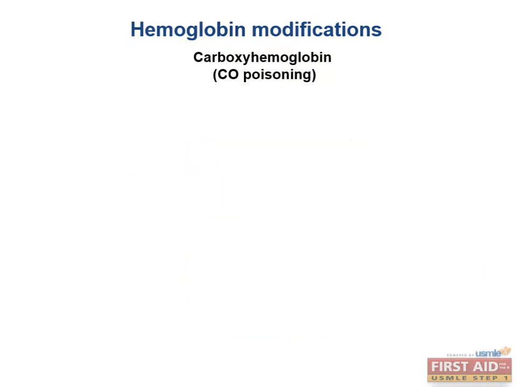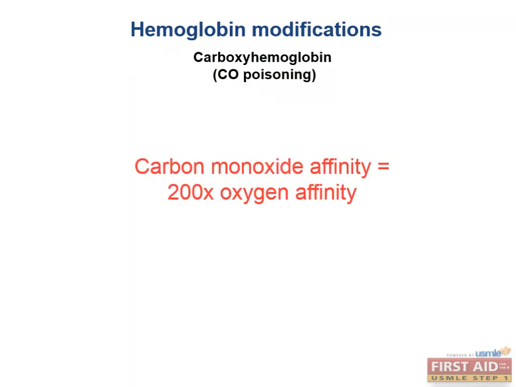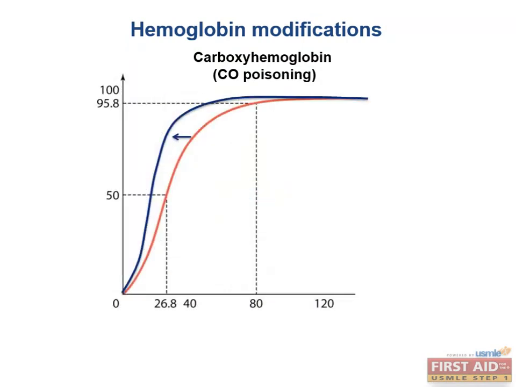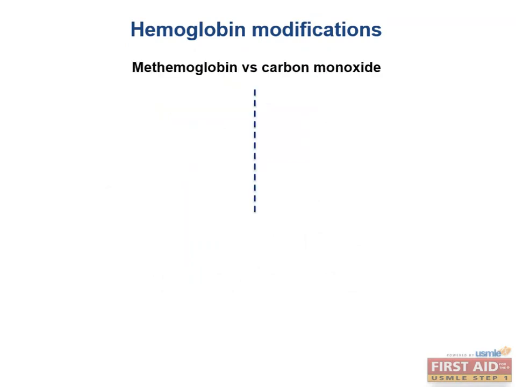Carboxyhemoglobin is typically caused by carbon monoxide poisoning, where hemoglobin binds to carbon monoxide rather than to oxygen. In fact, carbon monoxide has almost 200 times greater affinity for hemoglobin than does oxygen. Carbon monoxide binding means there is less hemoglobin available for oxygen transport. On top of this, there is a left shift in the oxygen-hemoglobin dissociation curve, which means less oxygen offloading in the tissues. So, how can we tell the difference between someone with methemoglobinemia and carbon monoxide poisoning?